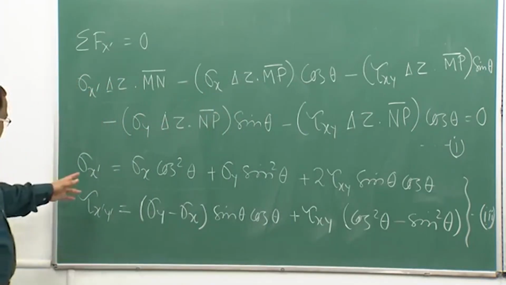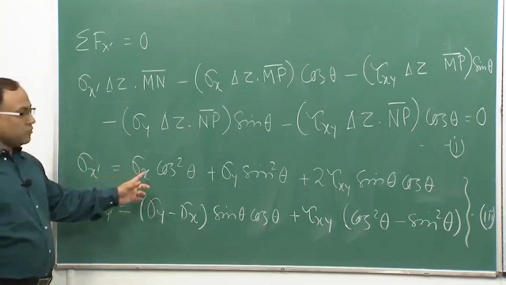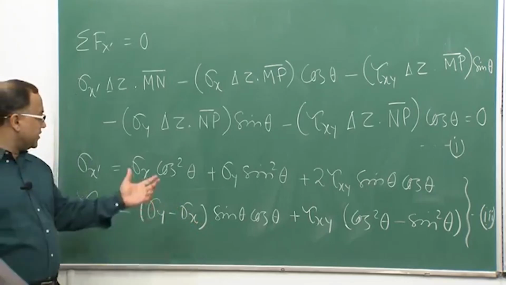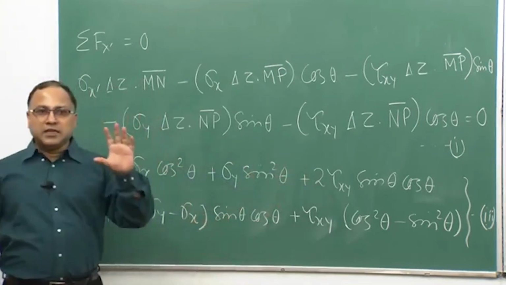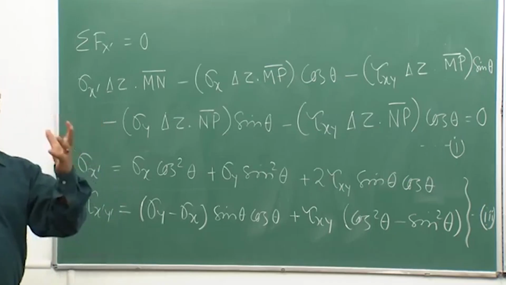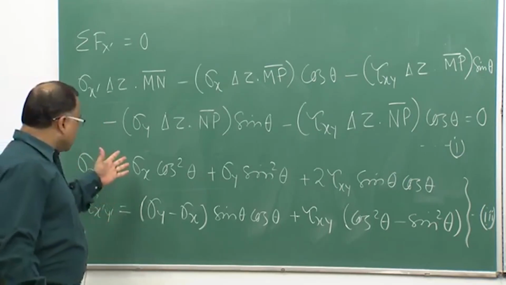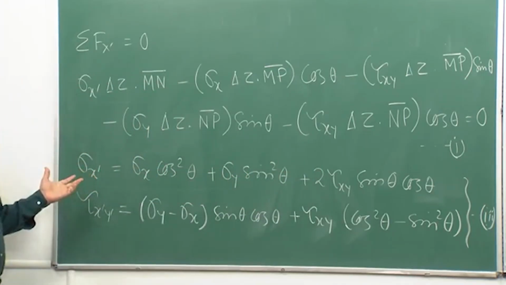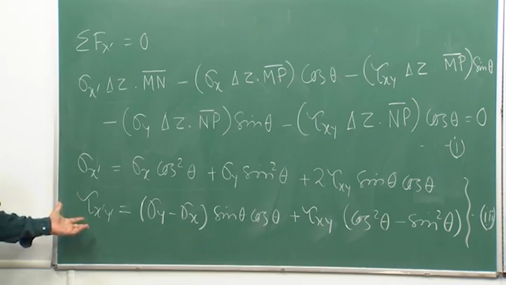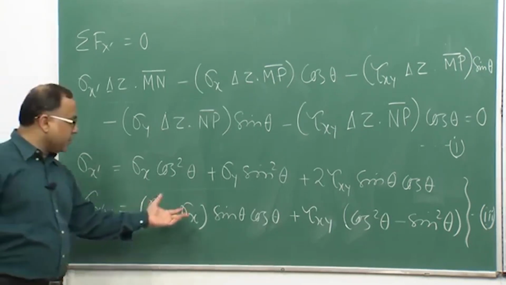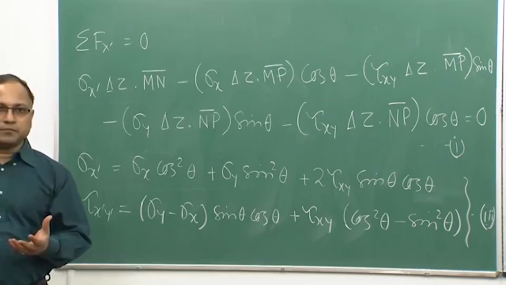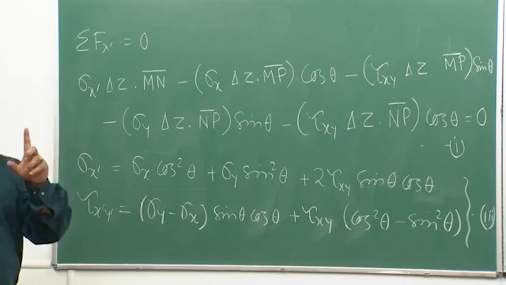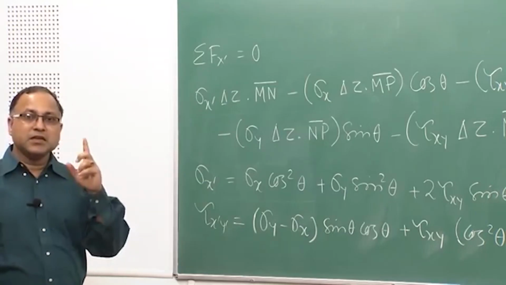So, what did you get? Sigma x prime in terms of known parameters, because we started with the known parameters sigma x, sigma y, tau xy and theta, as you know the orientation of the arbitrary coordinate system. So, in terms of sigma x, sigma y, tau xy and theta, you can express sigma x prime. Similarly, tau x prime y prime can be expressed in terms of sigma x, sigma y, tau xy and theta again. Now, one more stress component is left out, that is sigma y prime.